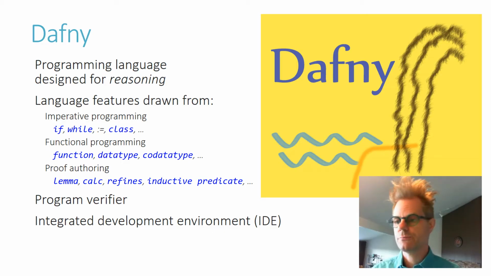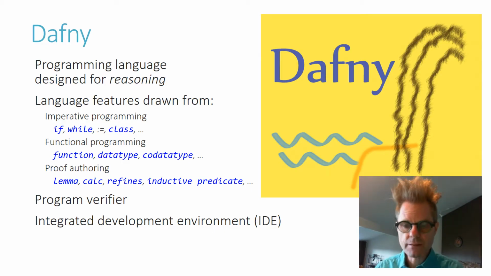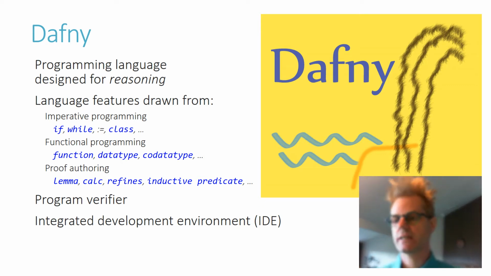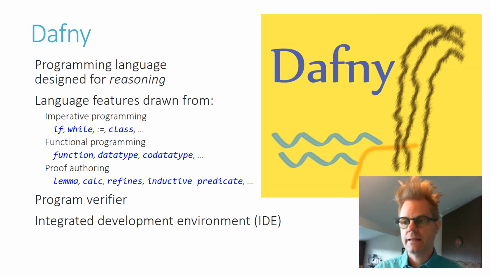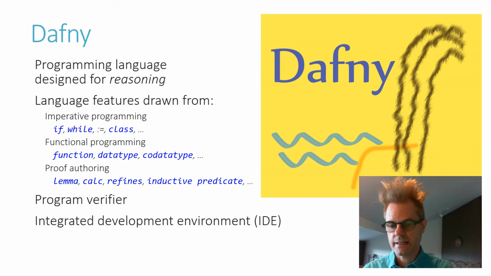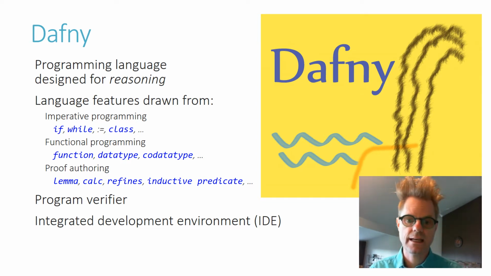So let me remind you, we're using Dafny. Dafny is a programming language that was designed with reasoning in mind, and it has features like arrays and loops that we will need for the example. It also has specifications built in, like in the Eiffel programming language, and we will be able to write loop invariants directly in the language. It has a verifier that runs in the background and that will check our work.